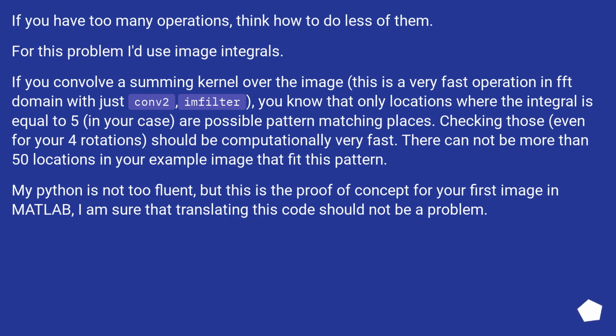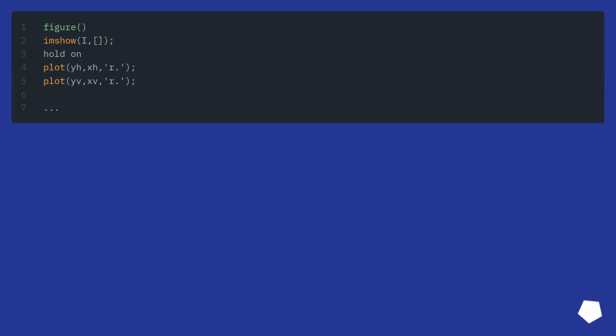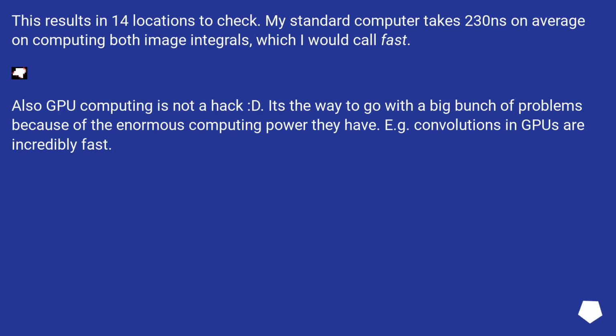My Python is not too fluent, but this is the proof of concept for your first image in MATLAB. I am sure that translating this code should not be a problem. This results in 14 locations to check. My standard computer takes 230 ns on average on computing both image integrals, which I would call fast.